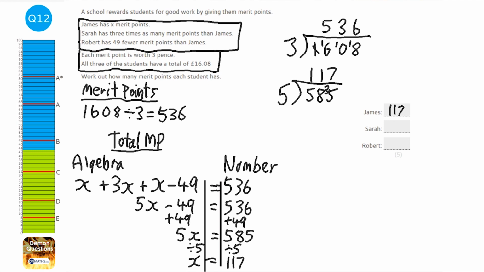Sarah has 3 times as many, so I could do this in my head, but I'm not going to. I'm going to do this using the grid method.